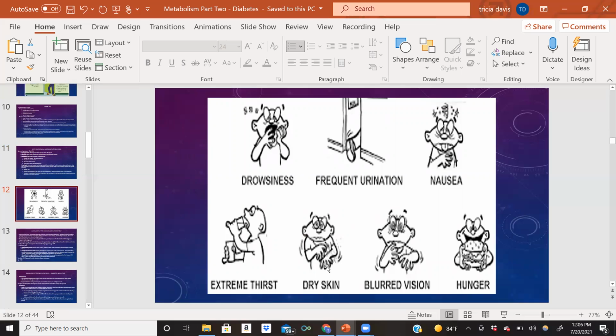So this is just another slide to show you what you might see with hyperglycemia: drowsiness, frequent urination, maybe some nausea, extreme thirst, extreme hunger, blurred vision, and they're going to have dry skin, warm and dry skin.